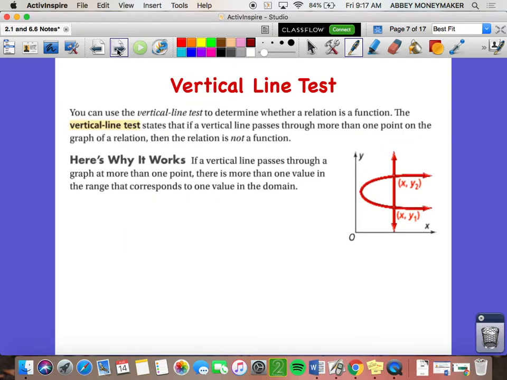So we've looked at determining a function from ordered pairs, a mapping diagram, and essentially a table of values. Now, the last thing to determine whether a relation is a function is by looking at the graph. And we can use what we call the vertical line test. It says here you can use the vertical line test to determine whether a relation is a function. That's what I just said. The vertical line test states that if a vertical line passes through more than one point on the graph of a relation, then the relation is not a function.